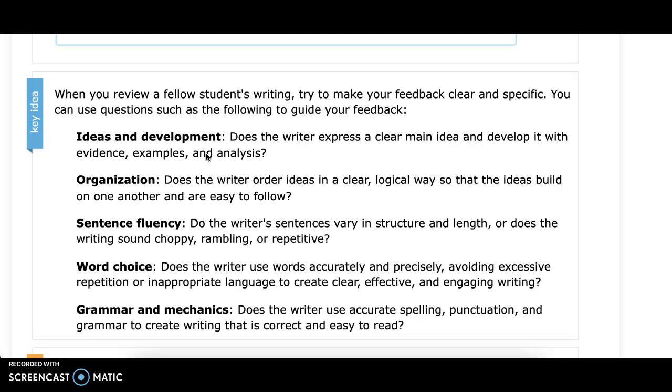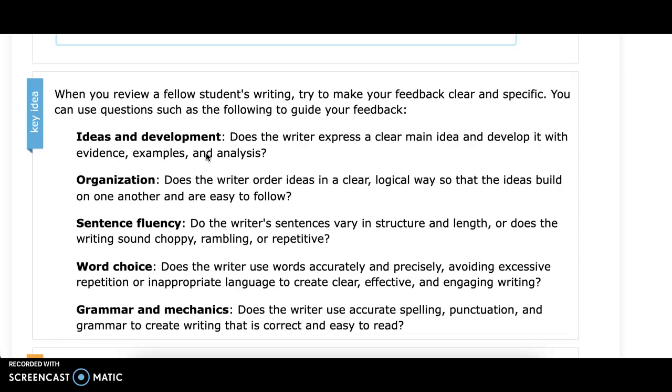So if we come across a question on this particular exercise that asks us to examine how we might improve the ideas and the development, we want to be thinking first, okay, does this writer include a clear main idea? Do I know what they are writing about? And then we can ask ourselves, are they supporting that main idea? Do they provide effective and sufficient evidence, examples, and do they explain that evidence such that I understand its relevance to the main idea?